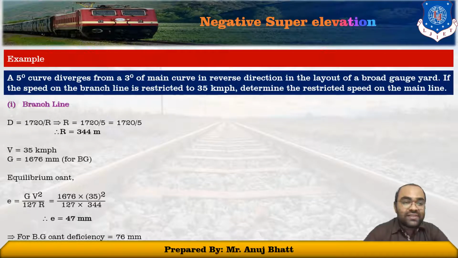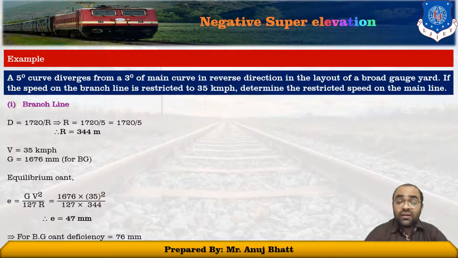Okay, so starting the example from the branch line, the degree is 5. From that, the radius of the curve is 344 meter. The speed on the branch line is 35 km per hour, and as broad gauge is being used, the G value would be 1676 millimeter. So according to that data we can find out the equilibrium cant, E, which is 47 millimeter.